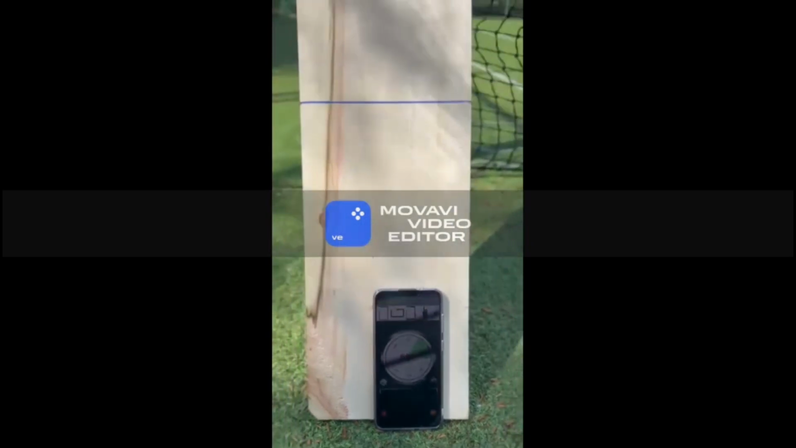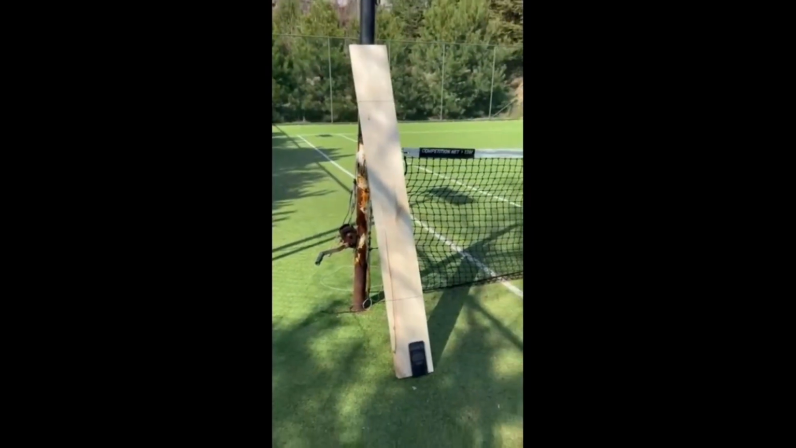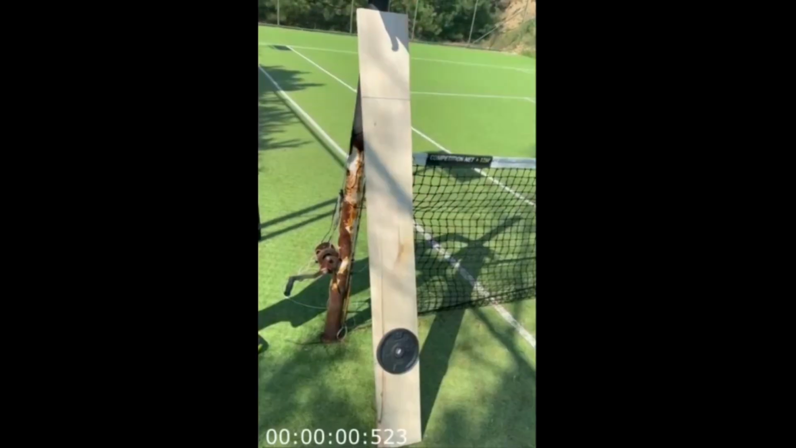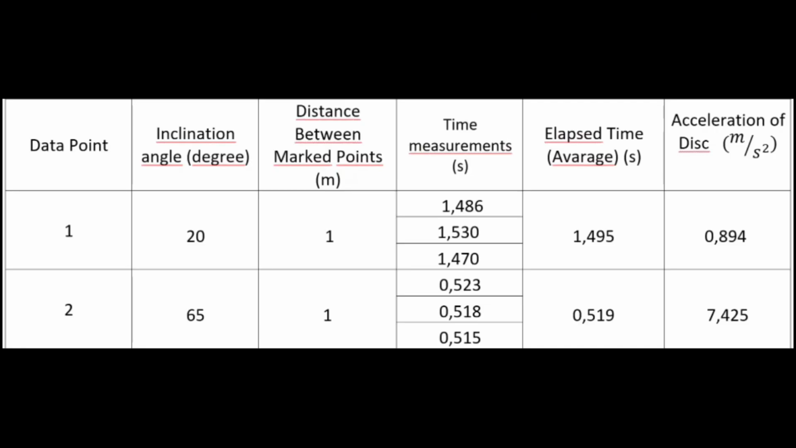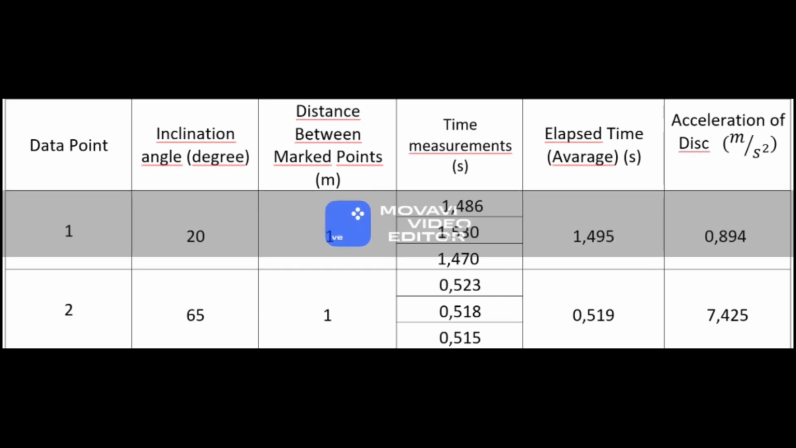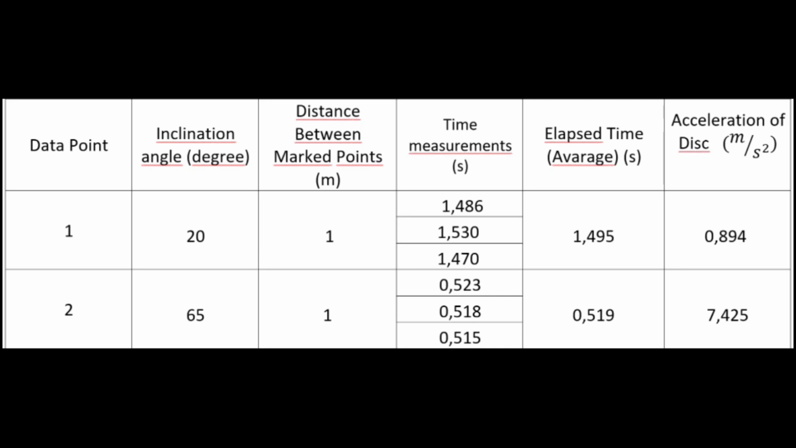In the second part of my experiment, I set my plank to an angle of 65 degrees and released the disc 3 times again. After adding our final data to the table, our final table looks like this. We see that for 20 and 65 degrees, the disc has accelerations of 0.894 and 7.425 meters per second squared, respectively.